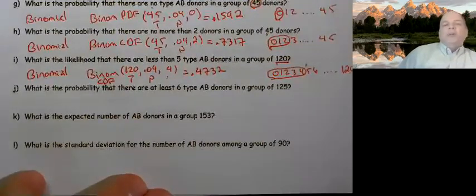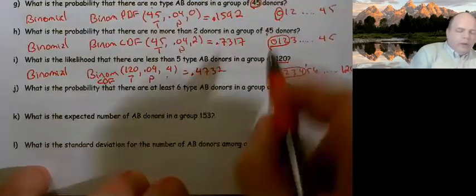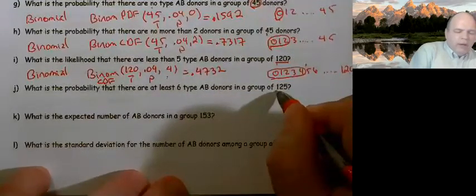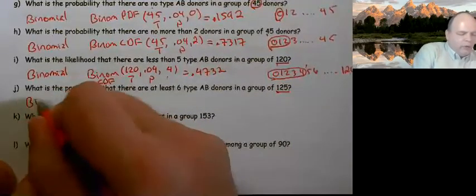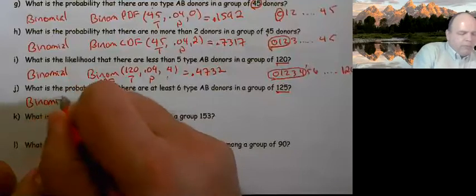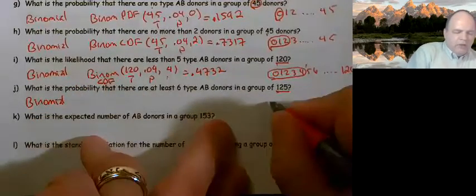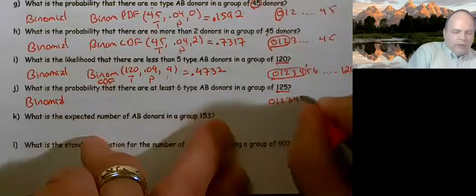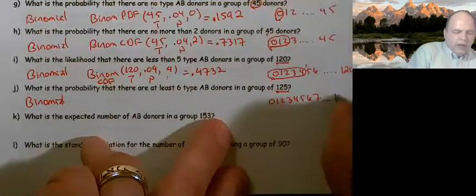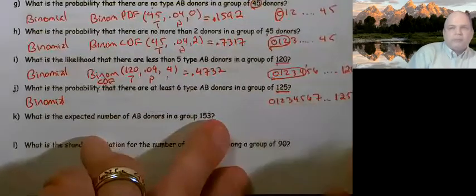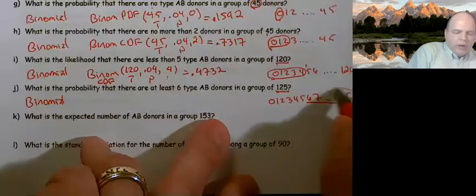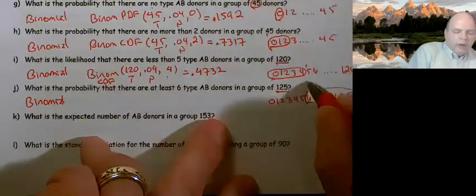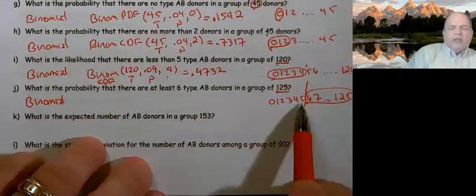All right, what is the probability that there are at least 6 type AB donors in a group of 125? We have a group of 125, so we have 125 trials. So this makes this a binomial. My number line is going to be 0, 1, 2, 3, 4, 5, 6, 7, dot dot dot, all the way to 125. And I say at least 6, so 6 is enough, 7 all the way to 125. So these are the values I want. What I don't want is anything less.